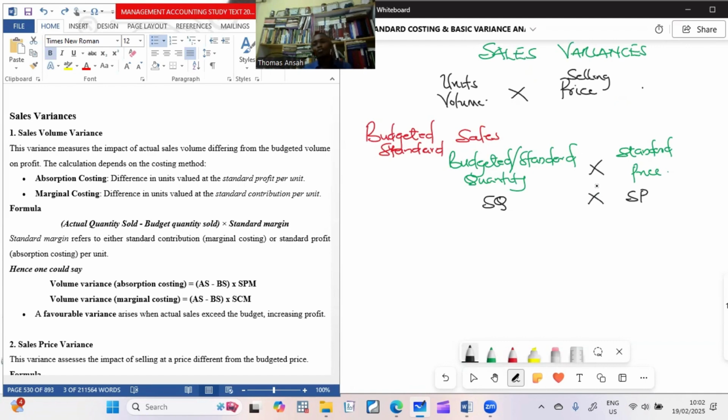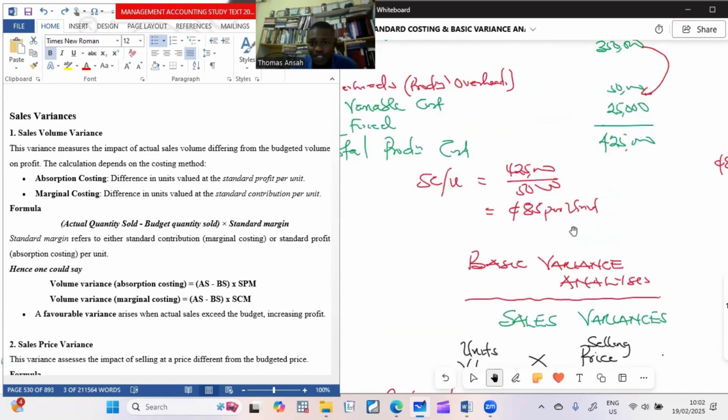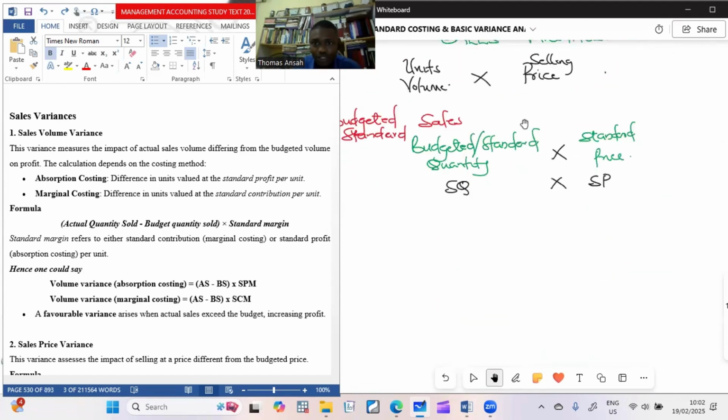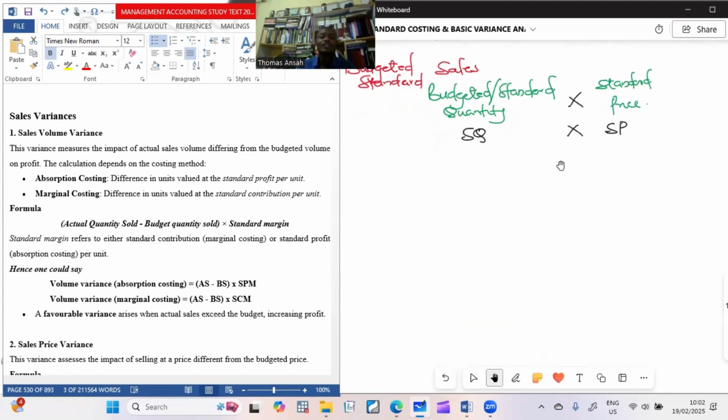But be careful, price is determined by the marginal costing or the absorption costing thing that we did. So know the pricing, because when you get your cost, you add your profit element, like the things that we did, then you get your selling price. So this is how you find budgeted sales.